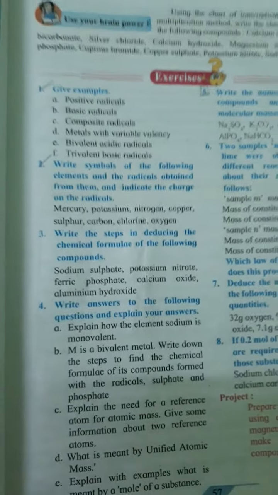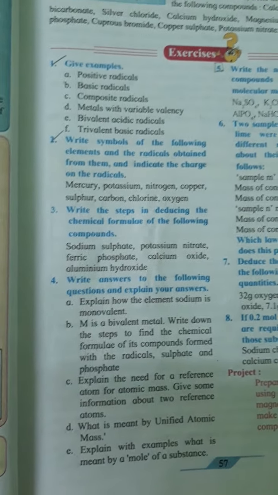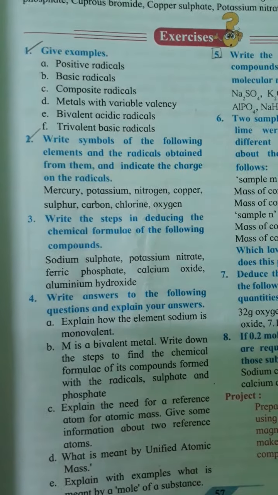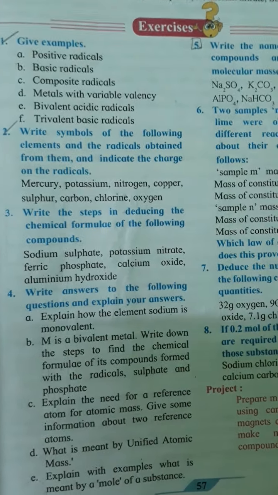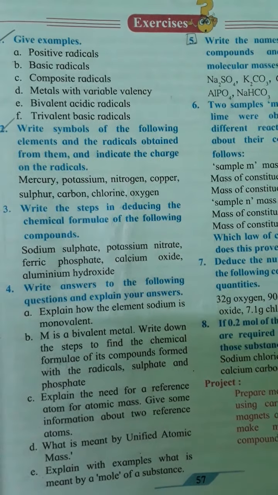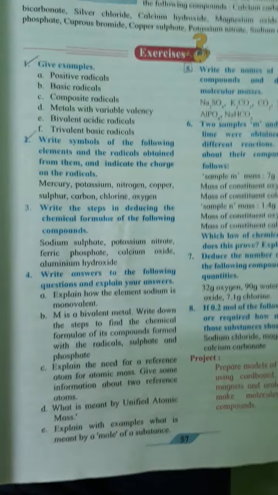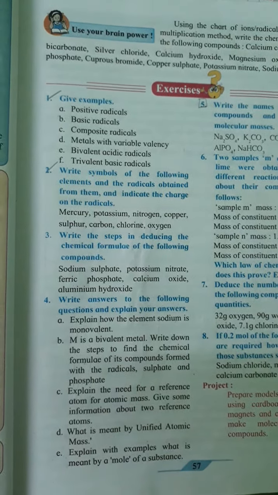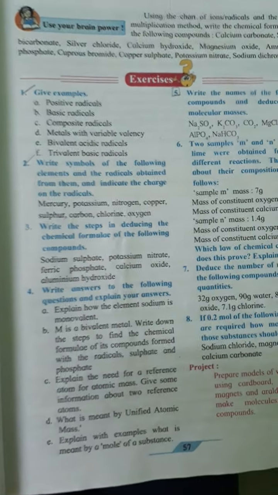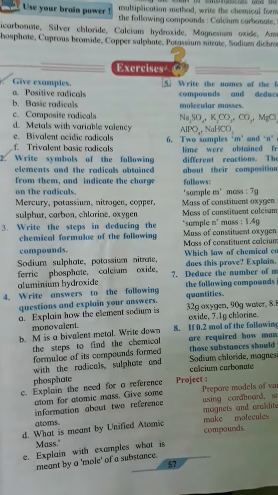Students, in the previous video, we have discussed up to question number 2. Now we will discuss question number 3. Write the steps in deducing the chemical formulae of the following compounds. This question we have already discussed in measurement of matter part 6 video. You can see it again, but I will still explain it again.